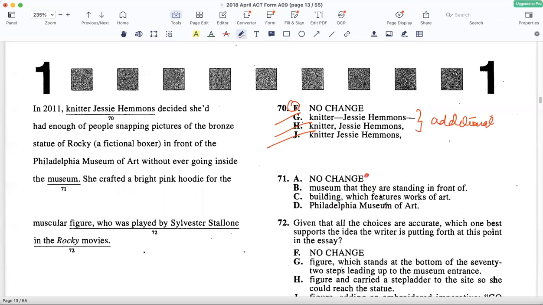Without ever going inside the museum that they are standing in front of, that's understood, it's already written in the sentence. So this is redundant. The Philadelphia Museum of Art features works of art. That's understood. That's given in the name. So this is redundant. And I don't have to repeat the entire name. I can simply say museum. So this is also redundant.